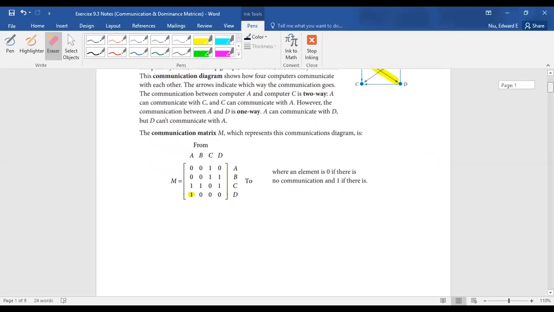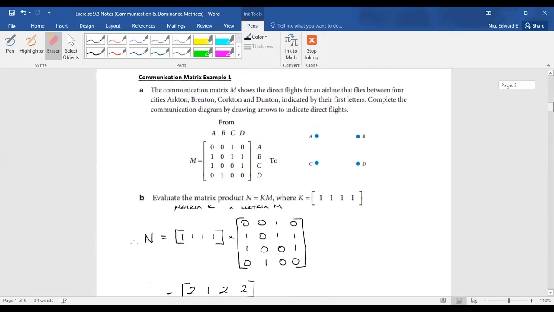Let's put this to an example so we can do some hands-on ourselves. The first example talks about 4 cities: Arcton, Brenton, Corkton, and Dunton, indicated by their first letters. We've abbreviated to A, B, C, and D. These are talking about the airlines that fly direct between these 4 cities. So if we look at our matrix communication diagram, we can see here all the 0s and 1s. Whenever there's a 0, there's no connection. Whenever there is a 1, we have to draw a line.